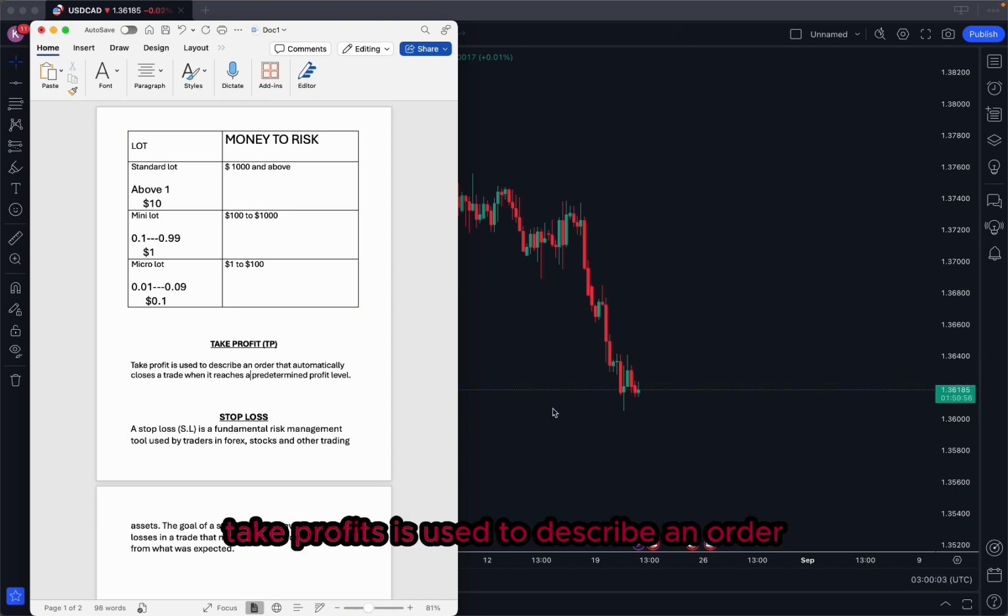Take profit is used to describe an order that automatically closes a trade when it reaches a predetermined profit level. That is the take profit. So it means when you enter a trade, in your mind you have some amount of money you want to get before closing the trade, and that amount of money or that profit is what we call the take profit, and it has equivalent levels on the chart.